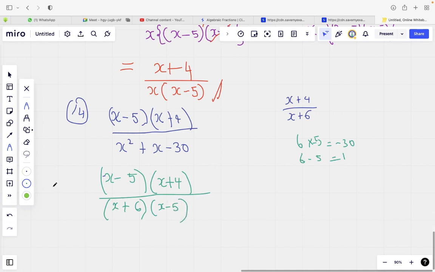Then the next thing is you look at the numerator and the denominator, you see some of them can cancel. You see x minus 5 in one bracket and x minus 5 in another bracket, up and down, they cancel themselves out. So what we have left is x plus 4 in the numerator, and in the denominator we have x plus 6. So you're correct, you're super correct. Okay, great. Do you have another one?